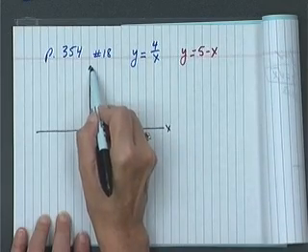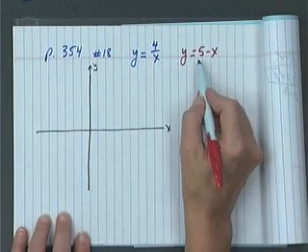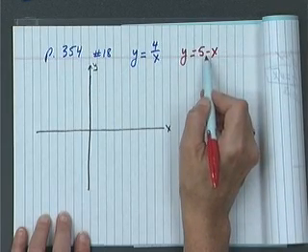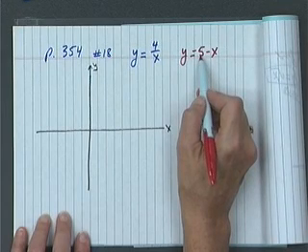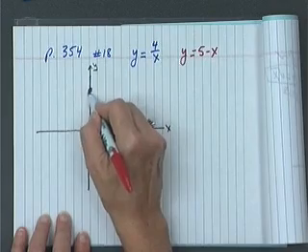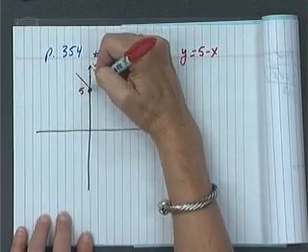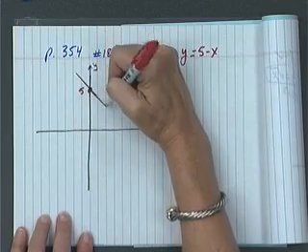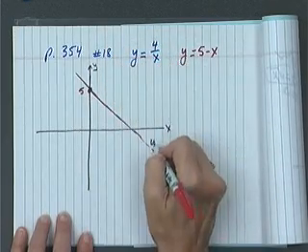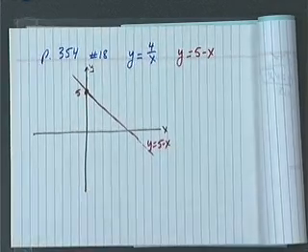Let's graph y equals 5 minus x first because that's really easy. What does the graph of y equals 5 minus x look like? A straight line. The y-intercept is 5. The slope is minus 1. So we're up here at 5, and you're going to come down 1 over 1. We're just getting an idea what it looks like. So y equals 5 minus x.